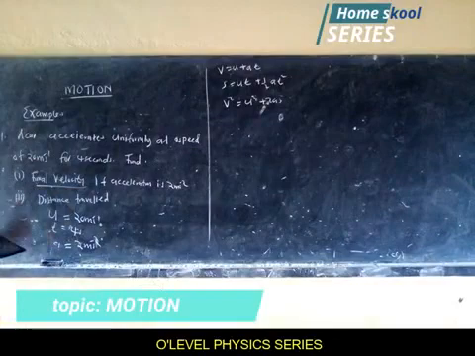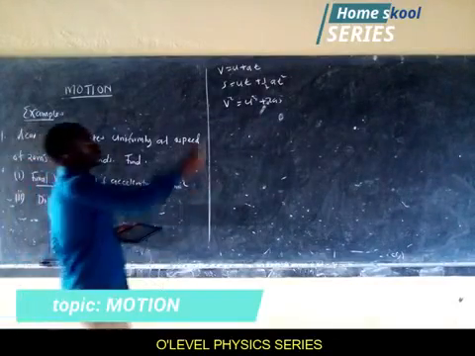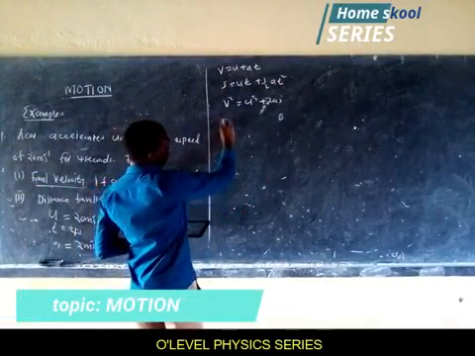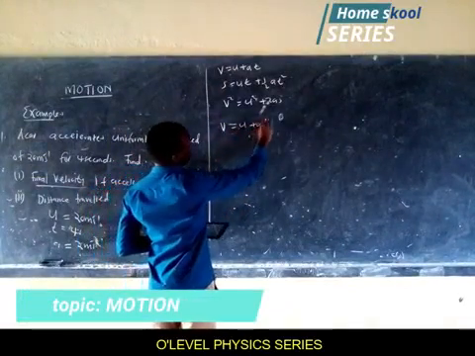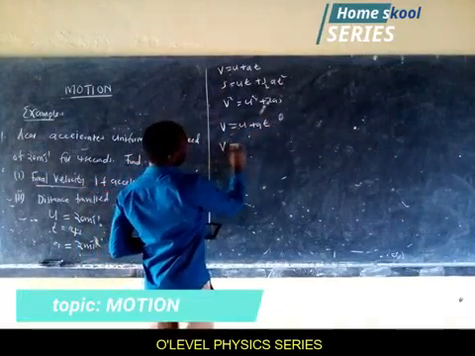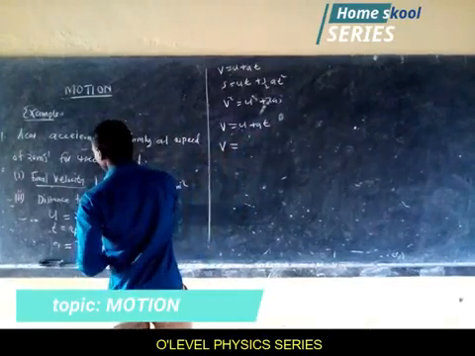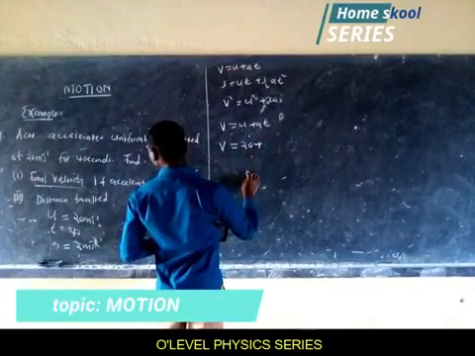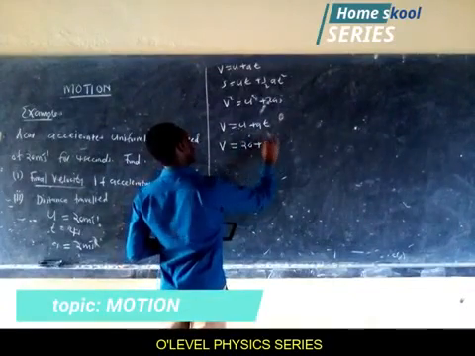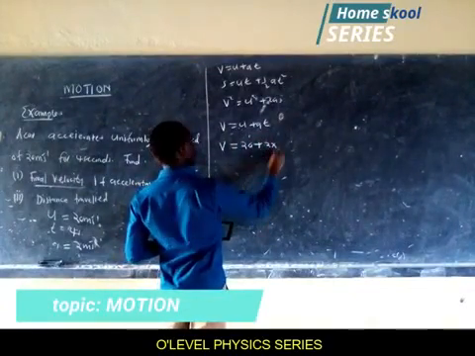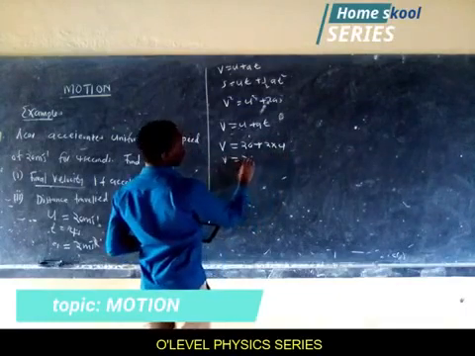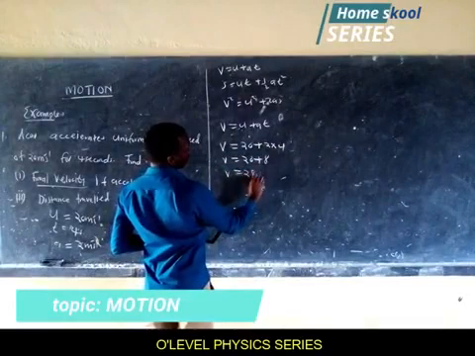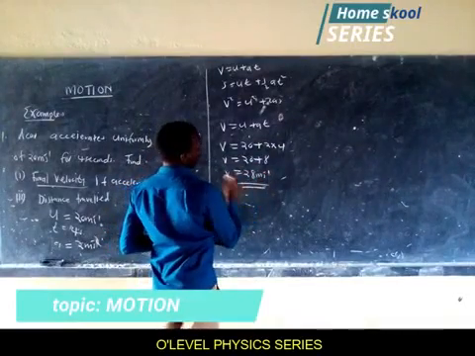Given these values, you can find v using the first equation easily. Using v equals u plus at, where v is the final velocity, u is 20, plus the acceleration, which is 2, times the time, which is 4, giving us v equals 20 plus 8, so v is 28 meters per second.